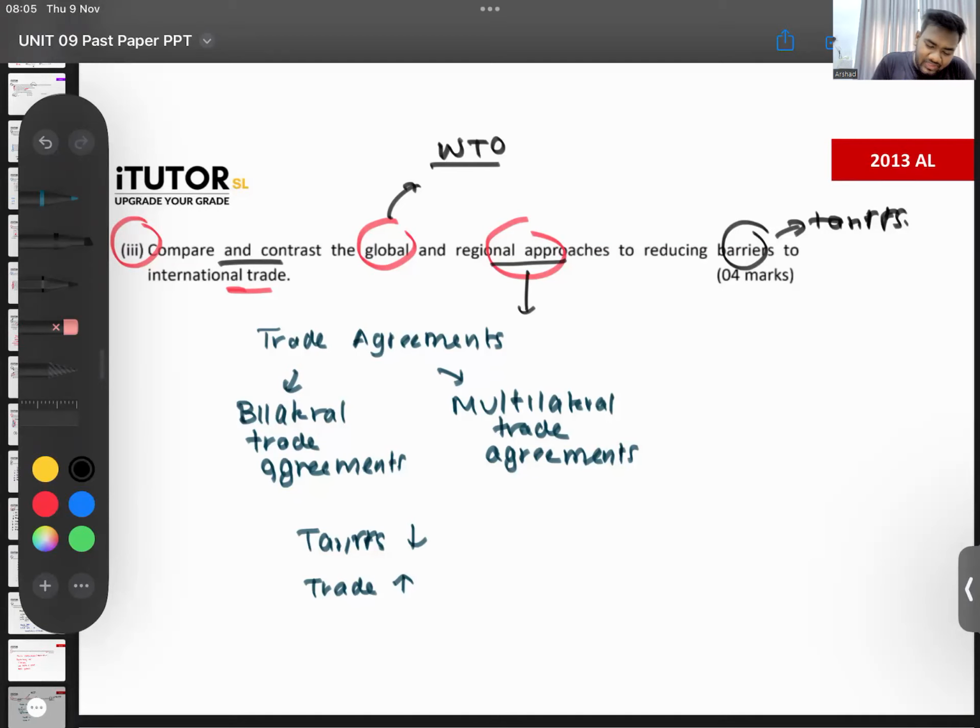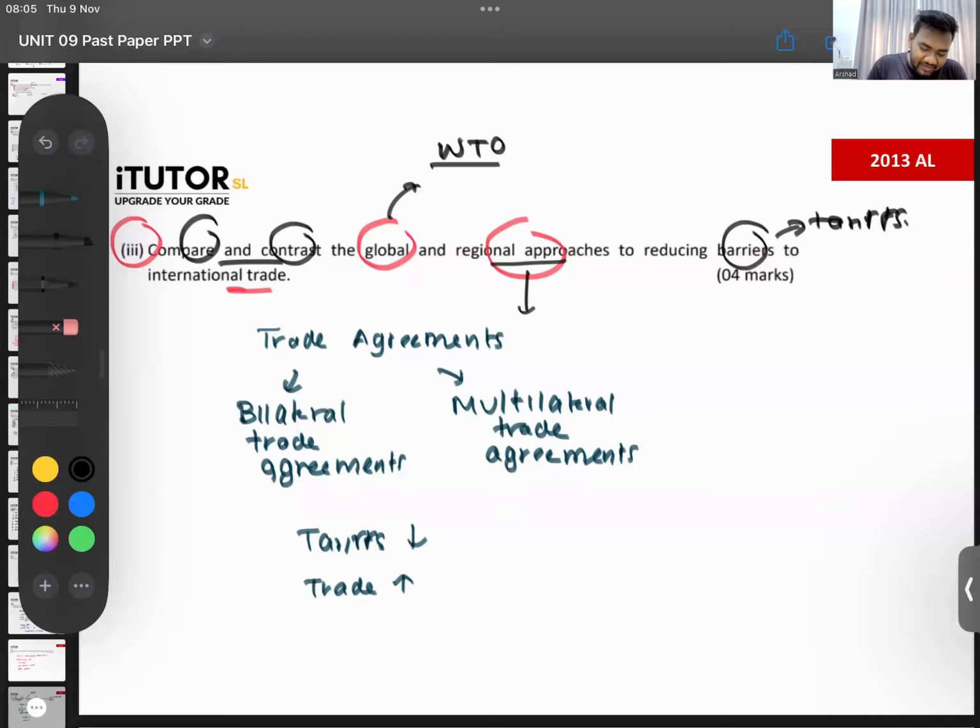So what is now? They are asking us to now compare and contrast. So when comparing, you can say whatever global law, whatever regional approach, they will reduce the barriers. They will reduce the amount of tariffs. They will improve the flow of international trade. Those are like the similarities.